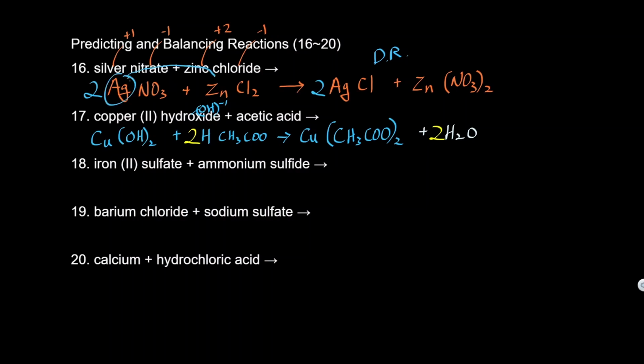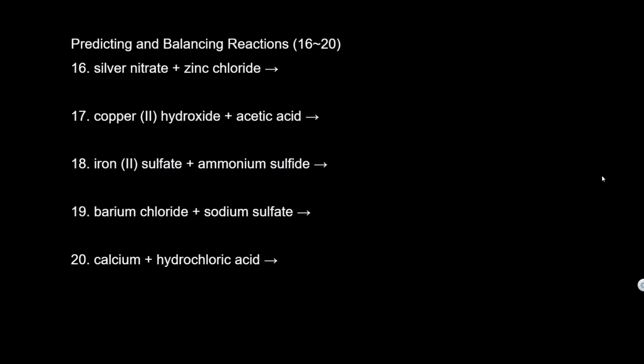Ag replaces zinc, and zinc replaces silver, so that's double replacement. What about this one? This is also double replacement right there. Let's look at 18. All right, so you got 16 and 17. I'm gonna bring it up a little bit.